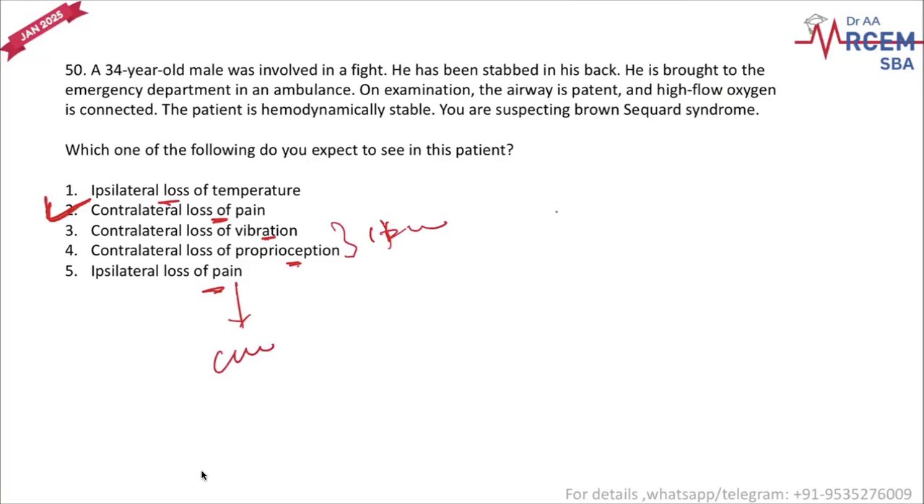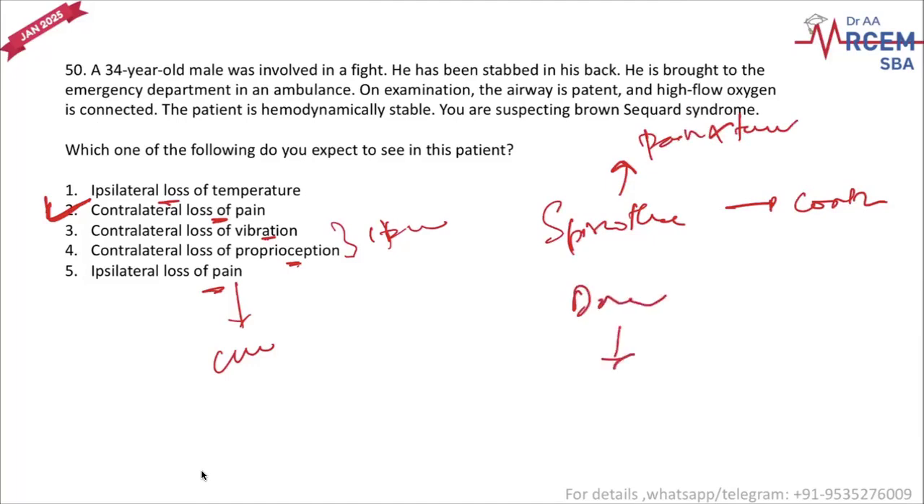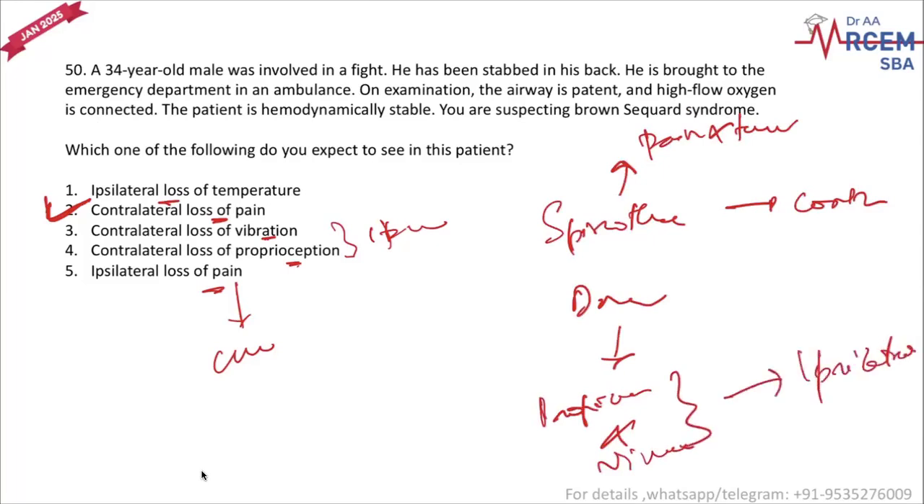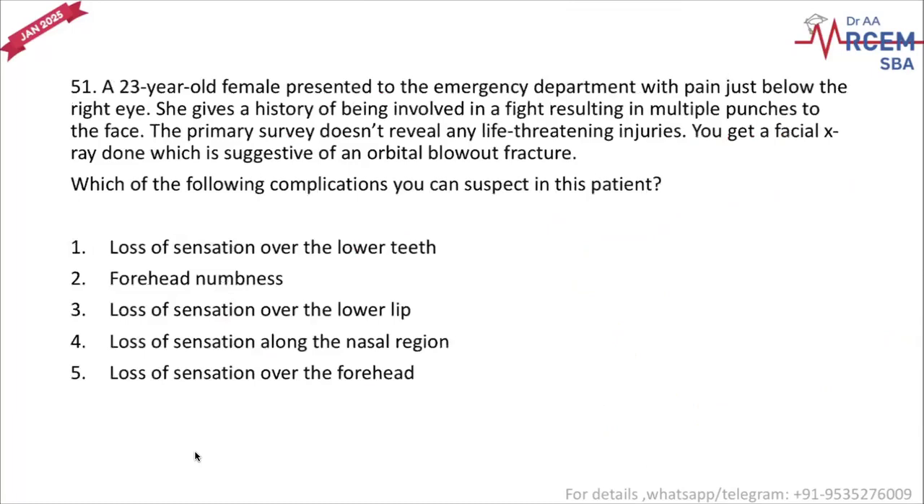How do you need to remember? Spinothalamic tract is contralateral, and it carries two functionalities, that is pain and temperature. Dorsal column carries proprioception and vibration sensation. Proprioception and vibration sensation are on the same side, that is known as ipsilateral. Remember this, very important. They test frequently on spinal cord syndromes.